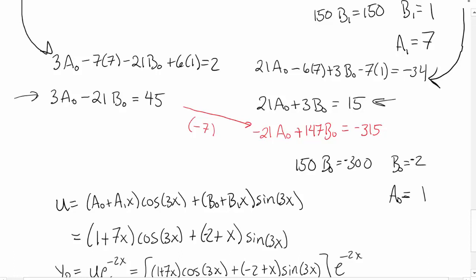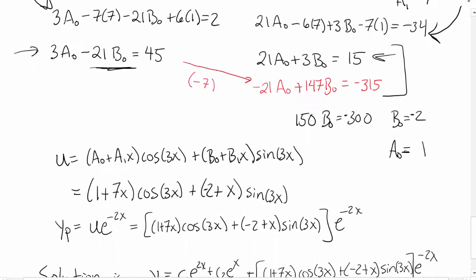I multiply this equation by negative 7, and then I add 21a₀ plus 3b₀ equals 15 to negative 21a₀ plus 147b₀ is equal to negative 315. So that leaves me with 150b₀ is negative 300, which gives me b₀ is equal to negative 2. Plug b₀ back into your favorite one of those ones, and you get a₀ is equal to 1.